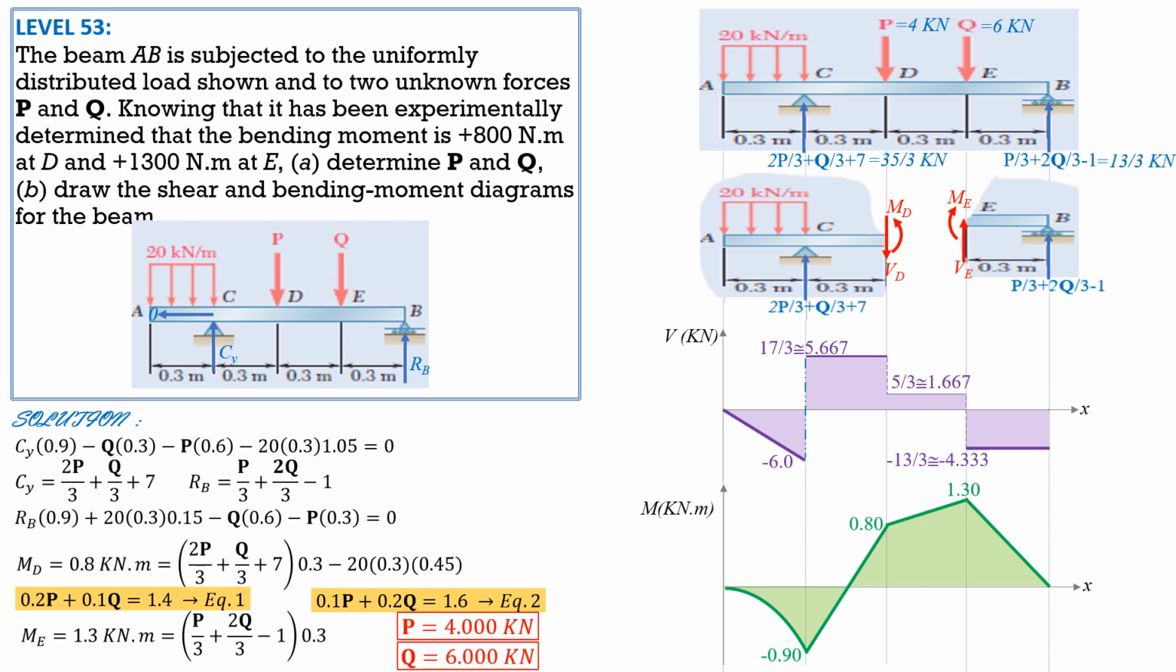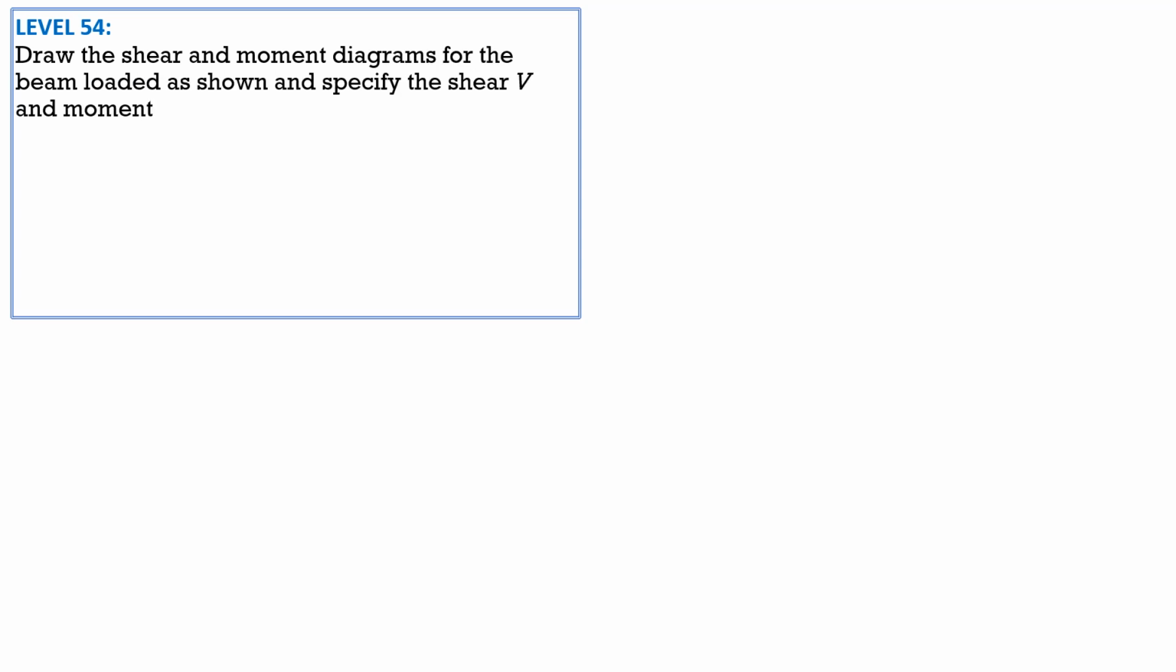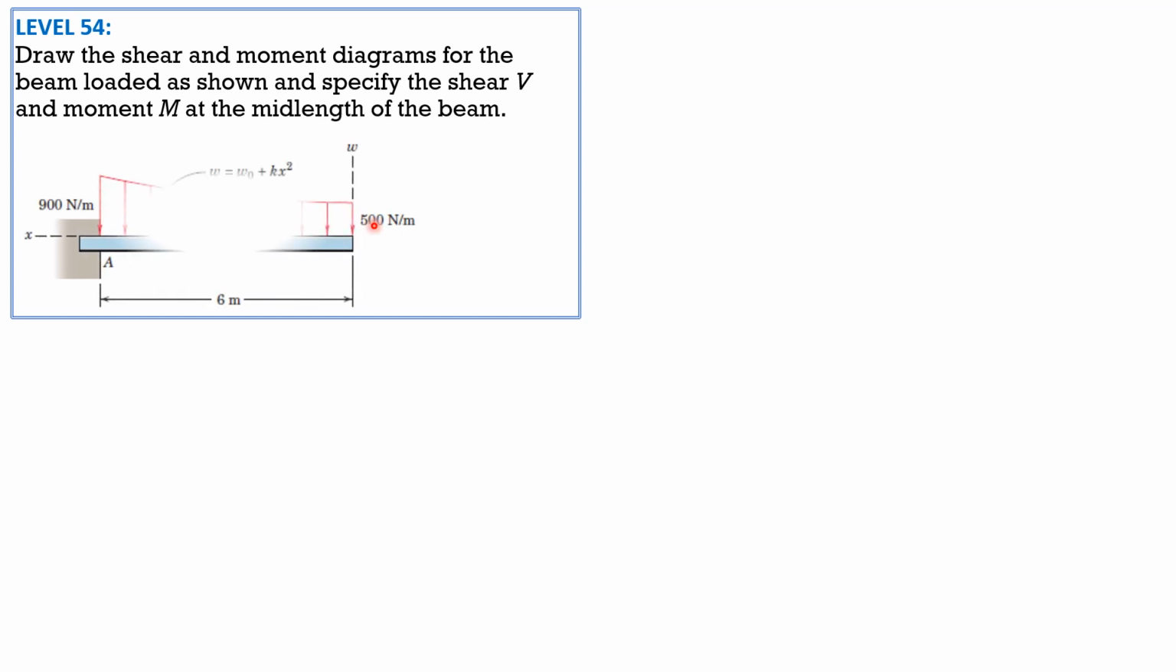for this problem. Level 54. Draw the shear and moment diagrams for the beam loaded as shown and specify the shear and moment M at the mid-length of the beam. So here is the given figure. We have parabolic and a rectangular or uniform load combination. The positive x direction is to the left. Take note.